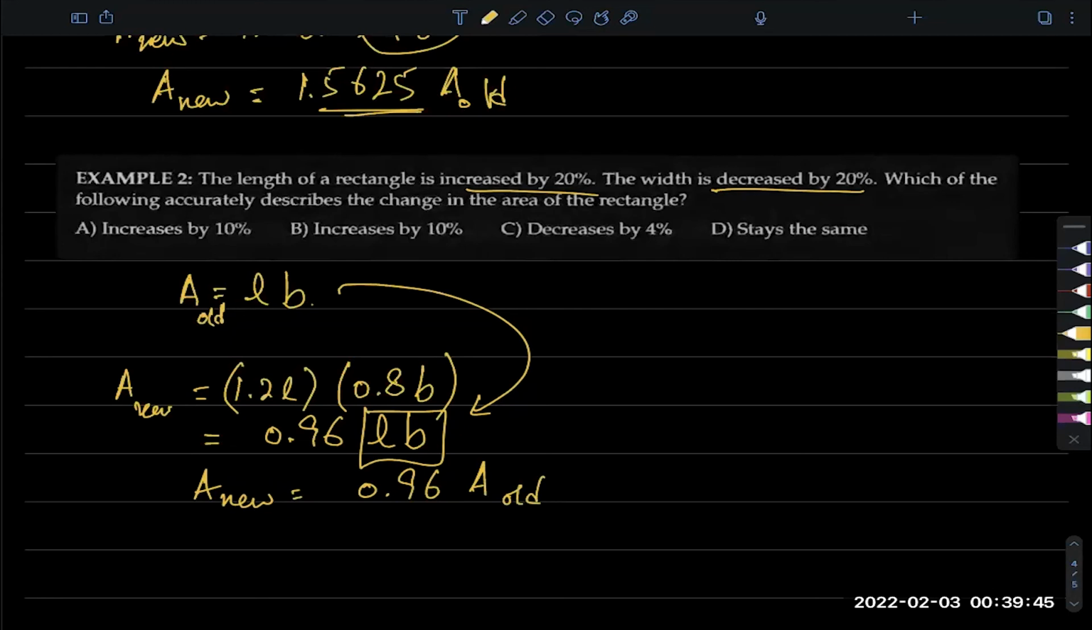It's 96%, so it decreases 96%. 4%. Exactly. So it has decreased by 4 because the question was asking how it has decreased. So it's decreased by 4. Okay, let's try another question.